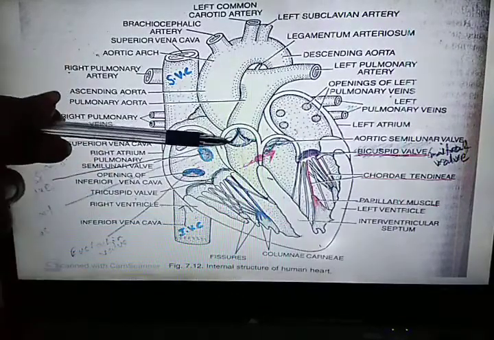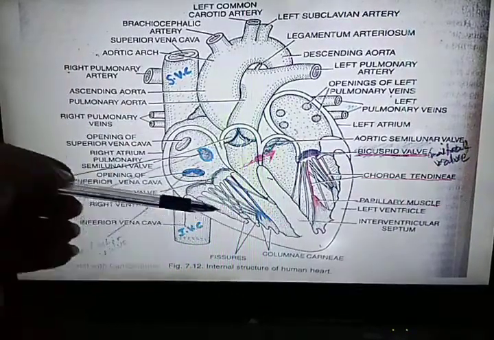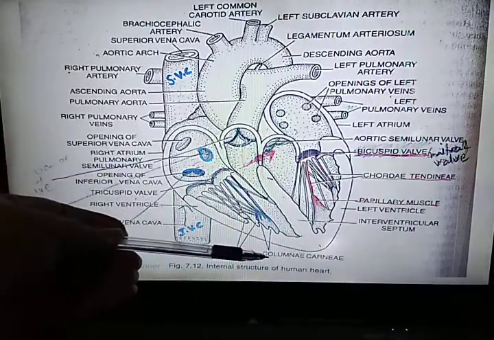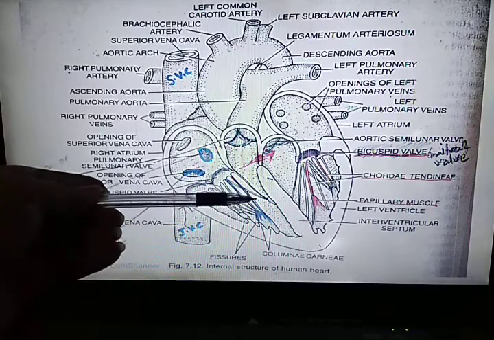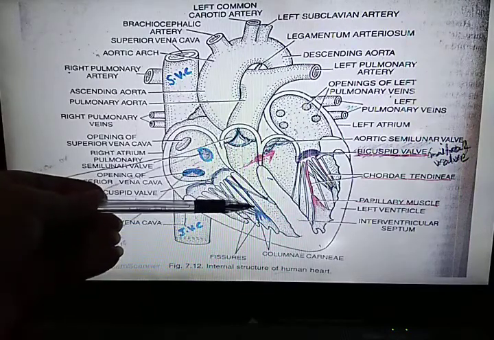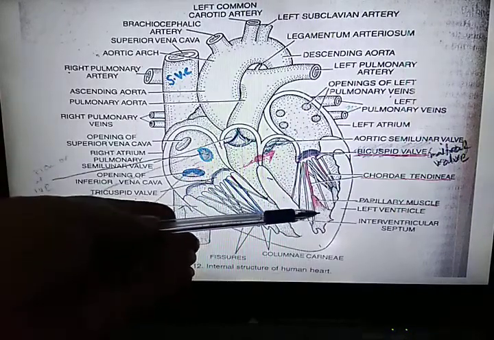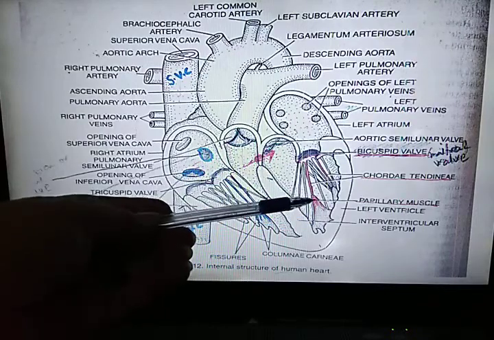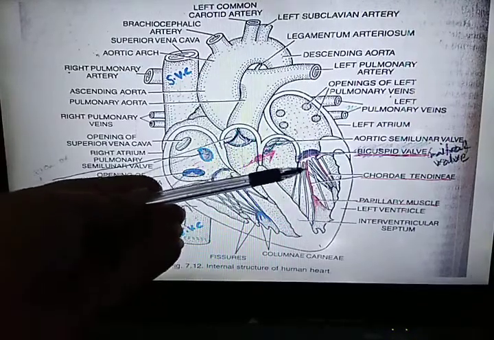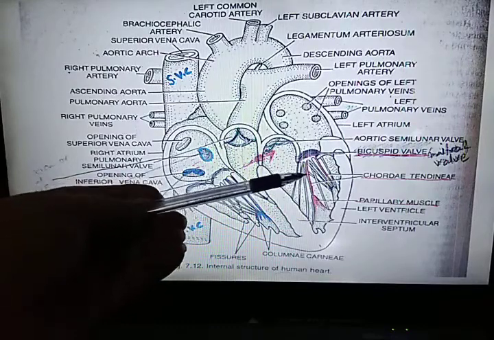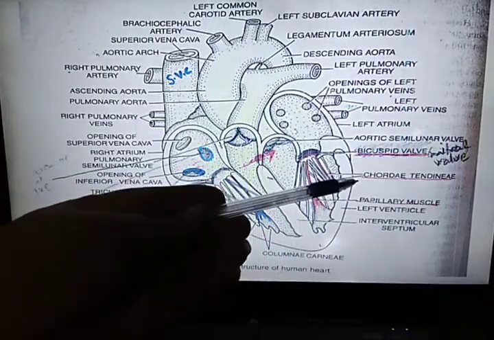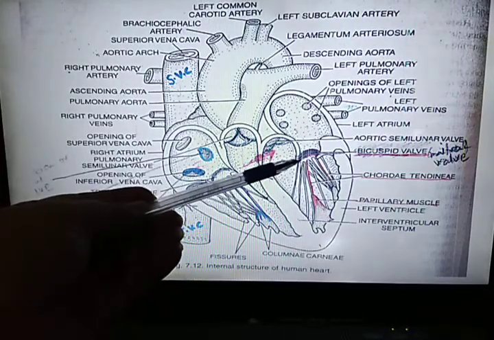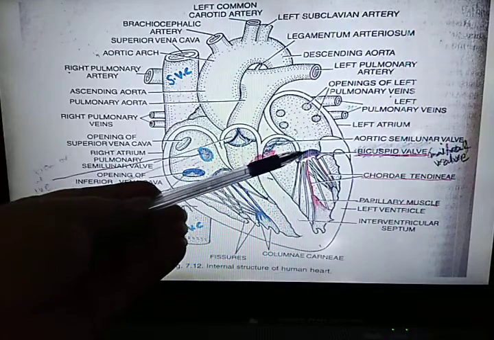Now the ventricle wall has small, low muscular ridges known as columnae carneae, and large, high muscular elevations known as papillary muscles. On the free surface of the papillary muscles are attached white thread-like structures known as chordae tendineae, and at the other end these chordae tendineae are attached to the auriculoventricular valve.